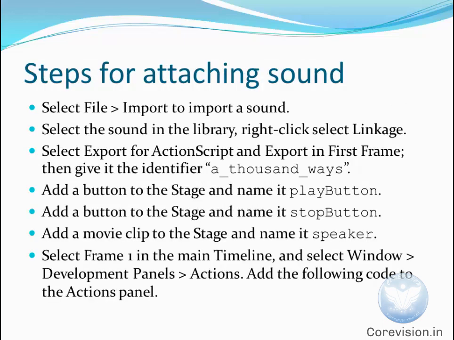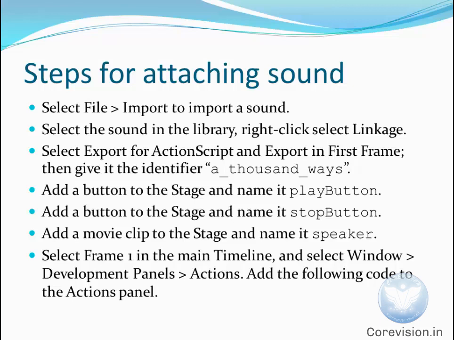Steps for attaching sound. Select File, go to Import to import a sound. Select your favorite song. Select the sound in the library, right click and select Linkage. Select Export for ActionScript and Export in first frame. Then give it the identifier a_1000_ways.